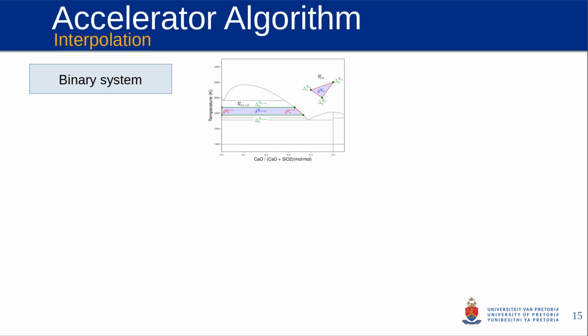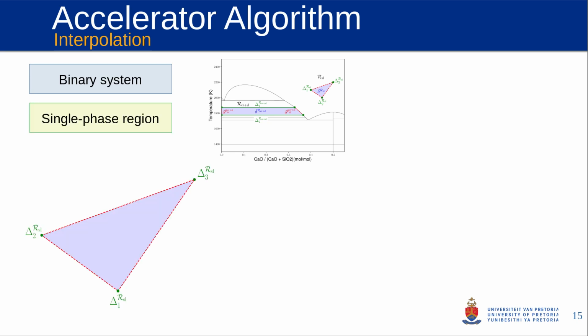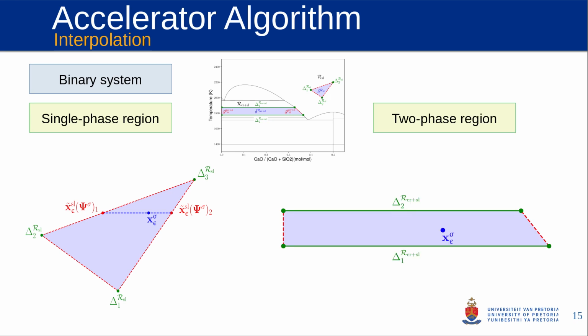Firstly, looking at binary systems, the single phase region. If we have a specified system state, we first interpolate towards the temperature, and then we get these two nodes, and we can interpolate inwards to determine the equilibrium state. In a two-phase region, firstly we interpolate towards the temperature, and we get this interpolated tie line, and then we can use the lever rule to interpolate inwards and determine the equilibrium state.